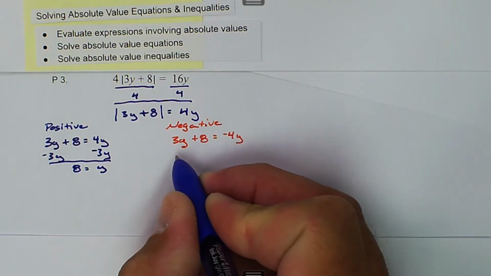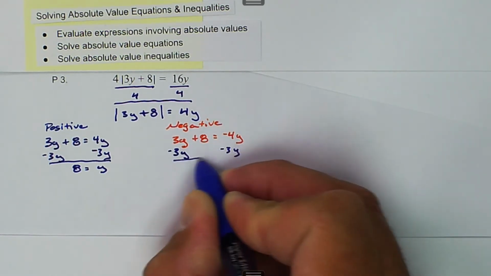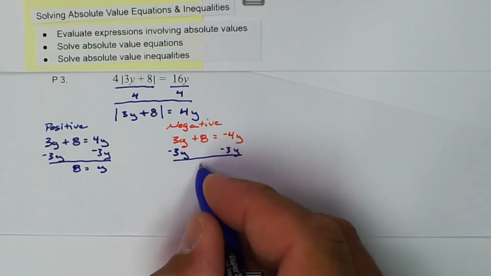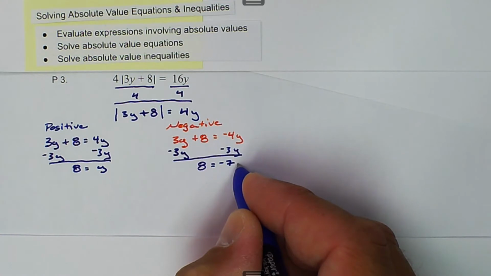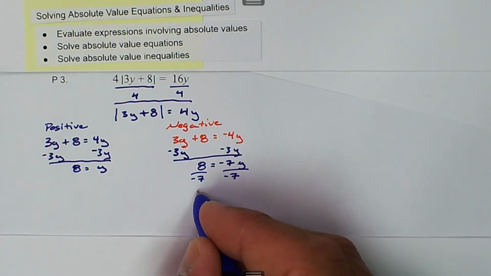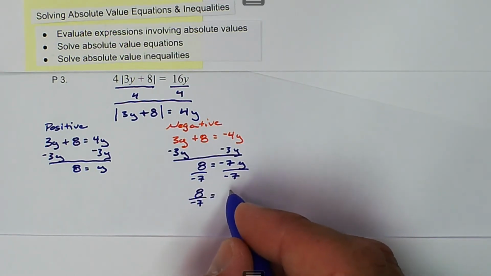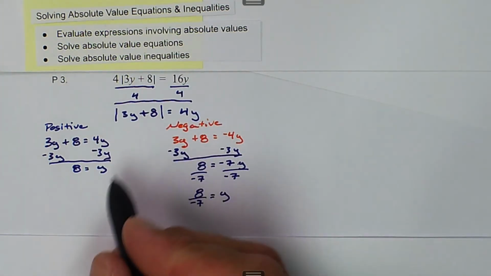And then also on the side over here, we subtract 3y, subtract 3y, and then we get 8 is equal to negative 7y, and divide by negative 7, and then we get 8 over negative 7, or negative 8 over 7 is equal to y. So we have to check the two possible solutions. We do that just by substituting it back in.